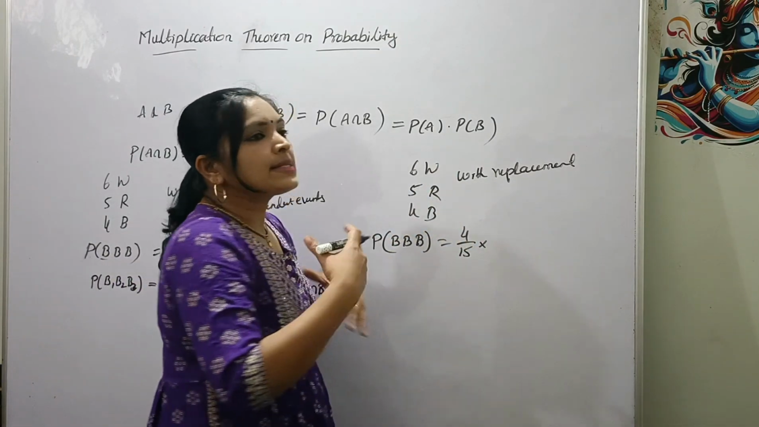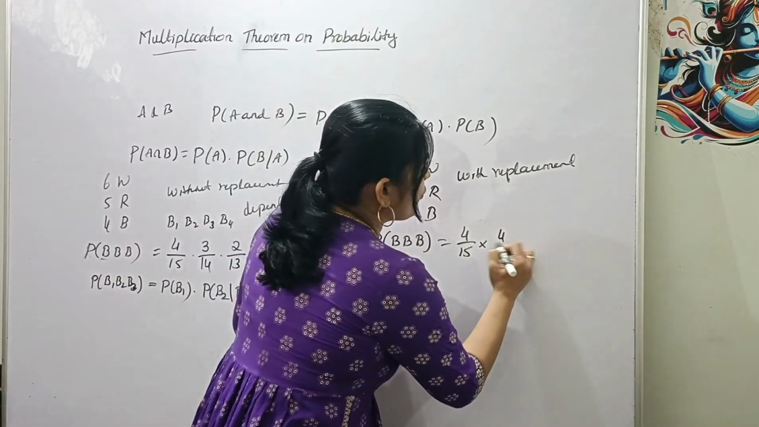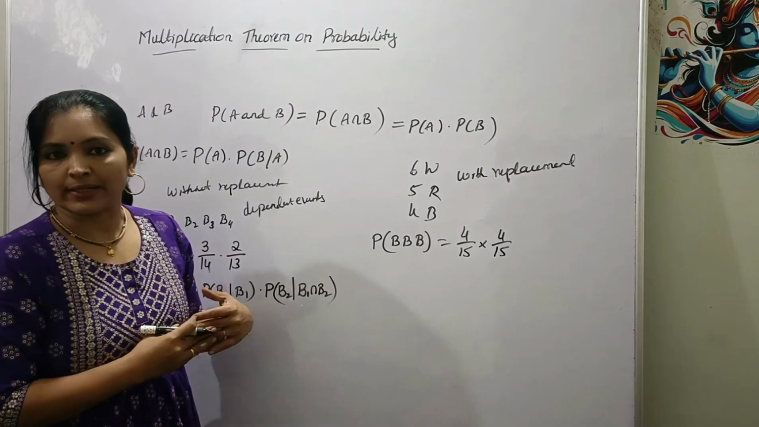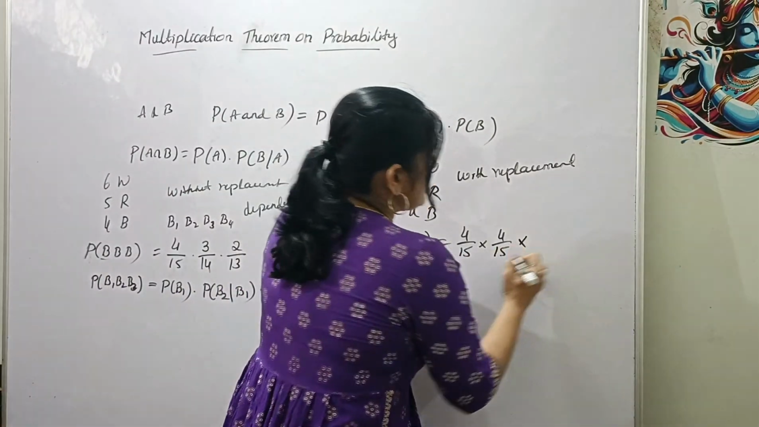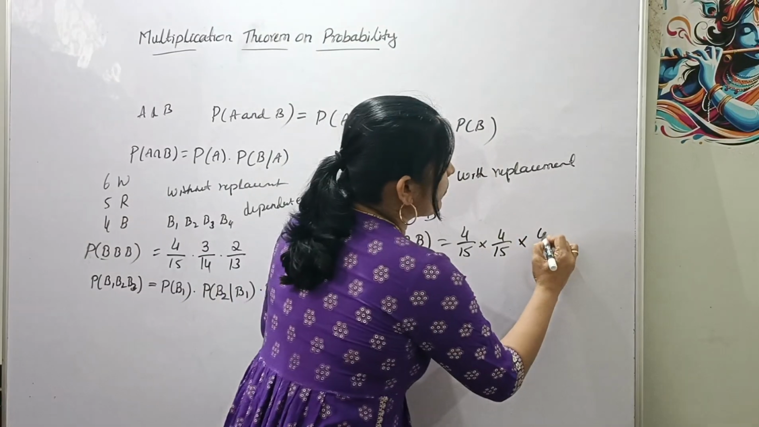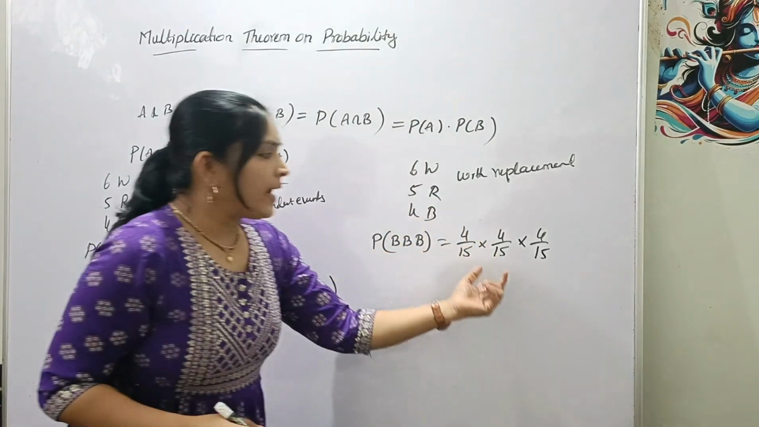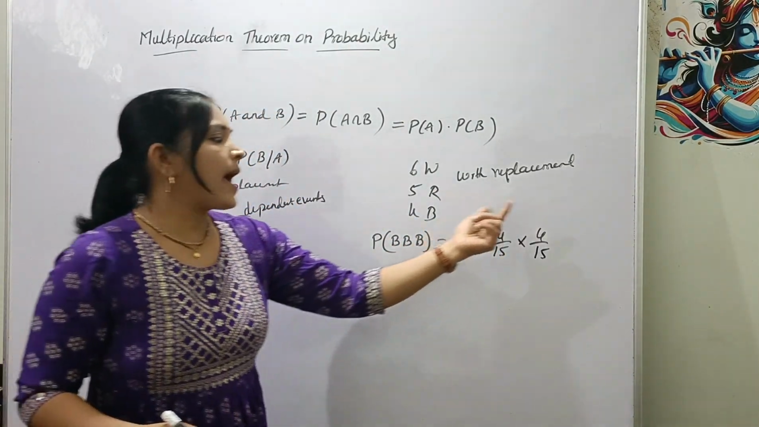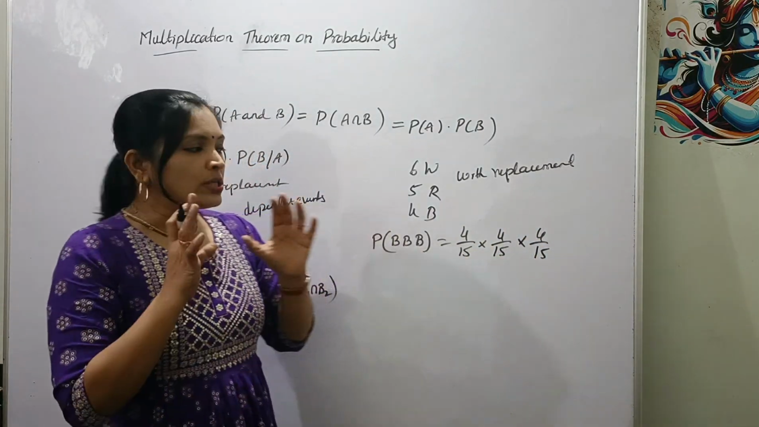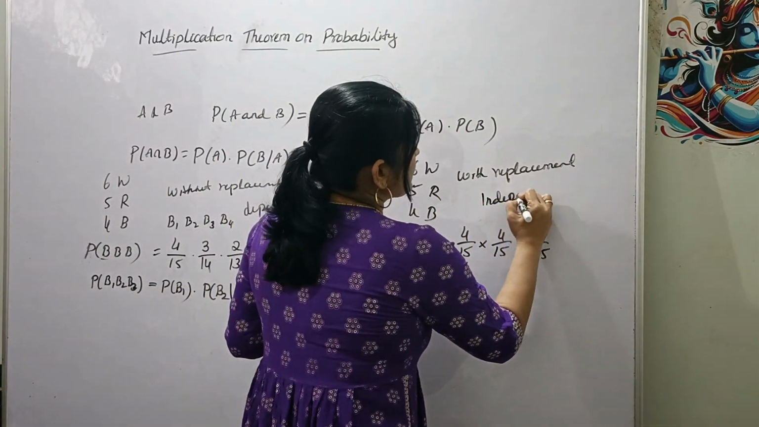Therefore, in the second case, what is the probability of the second black ball? Same thing, that is 4 by 15, because we have replaced what we selected. Next is the third black ball, which is also 4 by 15. Here, the second event does not depend on the first event, and the third event does not depend on these previous events. So, such events are called independent events.